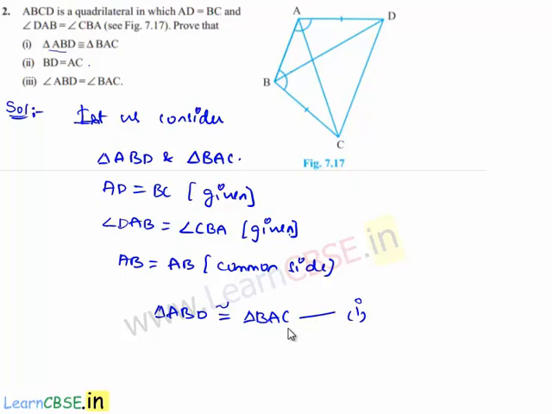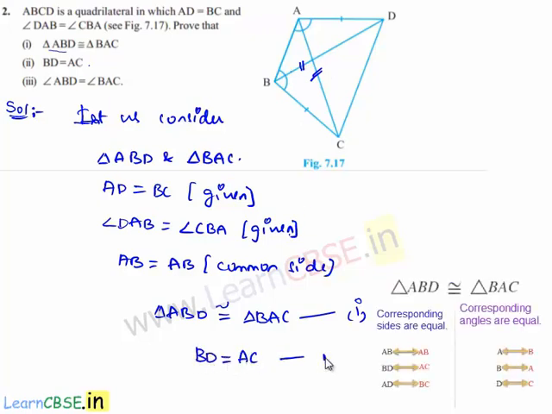Now, we know that when the triangles are congruent, their corresponding sides and the corresponding angles will be equal. Therefore, we can get BD is equal to AC, which is our second proof required. And the corresponding angles, angle ABD and angle BAC will be also equal, which is the third proof required.